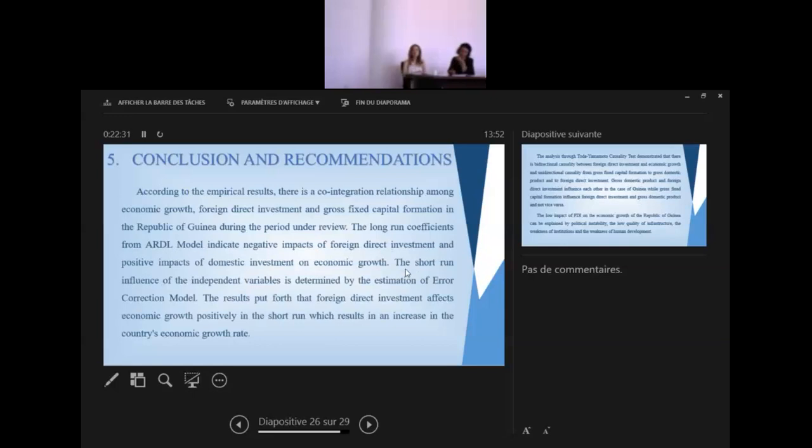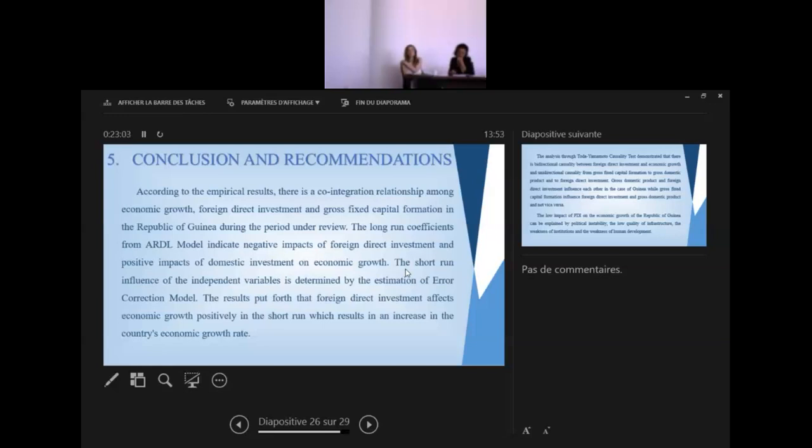So let's come to the conclusion. According to the empirical analysis, we found out foreign direct investment and gross fixed capital formation in Guinea. And there is a configuration, according to Bounds, there is a configuration between the variables. I mean, foreign direct investment, domestic investment, and economic growth.